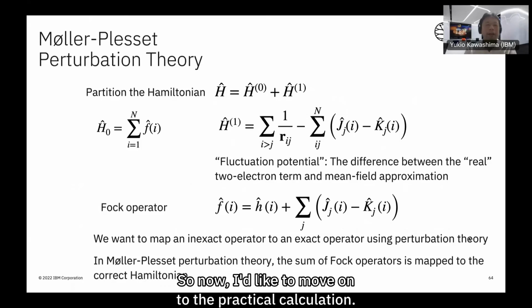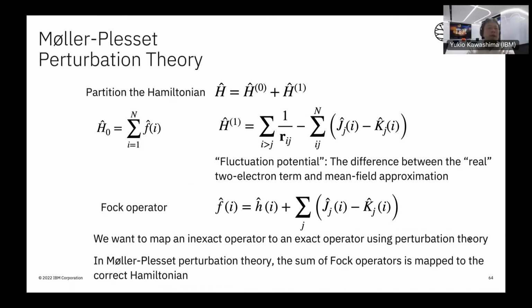So now I'd like to move on to the practical calculation. The Møller-Plesset perturbation theory is the widely used perturbation theory. So what we do here is we partition the Hamiltonian in a way that the zeroth order Hamiltonian is a sum of Fock operators. So we want to map this Fock operator to the correct Hamiltonian.